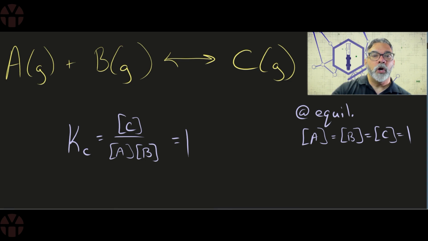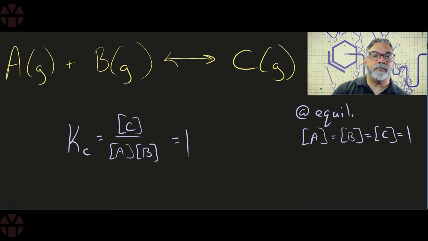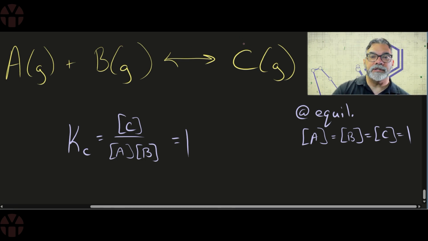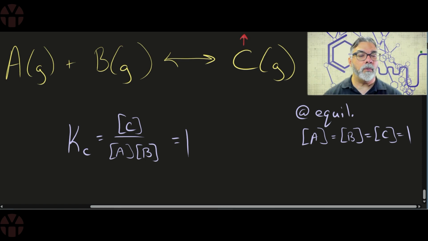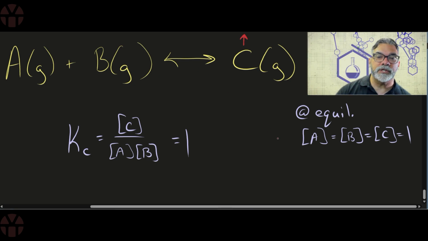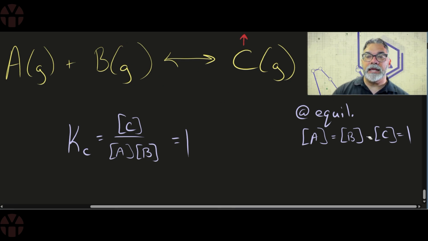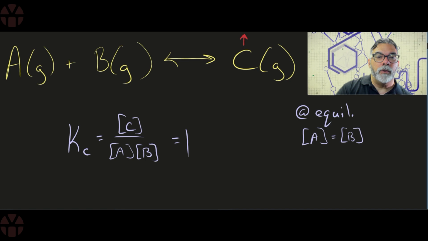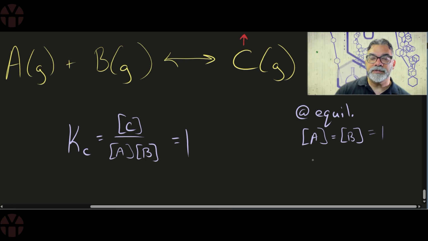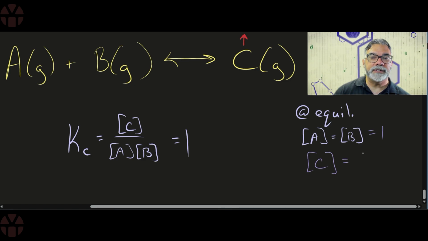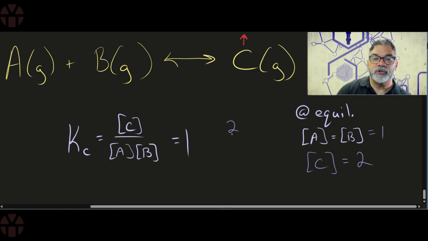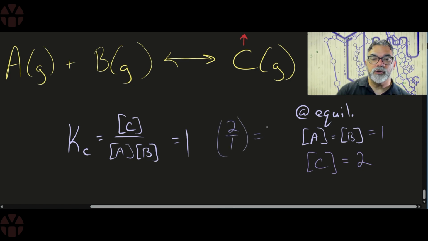So now, to my reaction A plus B produces C, I go ahead and add more of C. So this concentration shoots up. Well, if the concentration of C shoots up, what would happen? Let's now create a new scenario. In this scenario, A and B will still equal 1, but at this particular moment, C is going to equal, let's make it 2. Now, if that's the case, then I have 2 over 1, so my new ratio becomes 2.